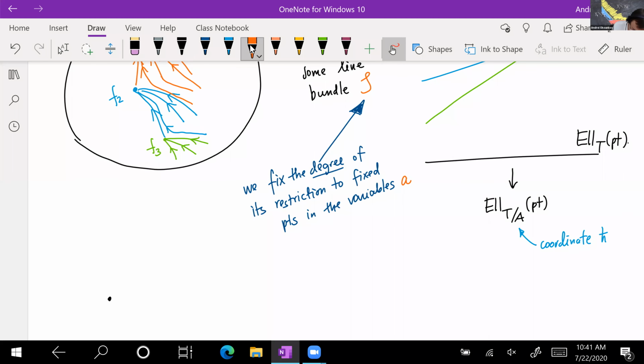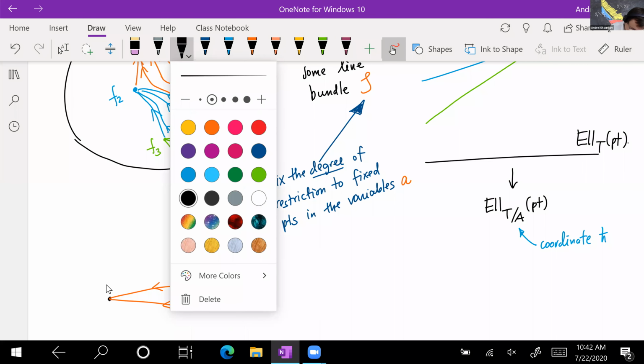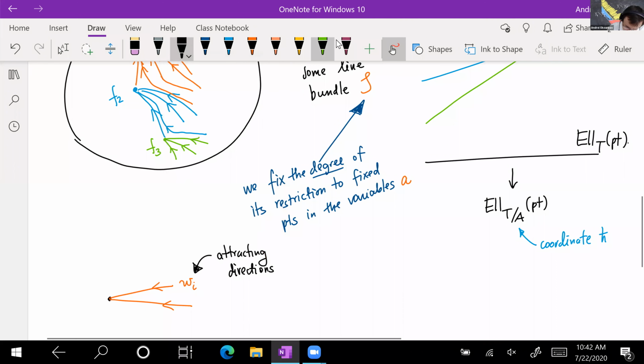And then I have some attracting directions, some repelling directions. Let's say these are the attracting directions, and maybe they have torus weights Wi. And then there's repelling directions, which we'll maybe draw in some different color, this color, at F.